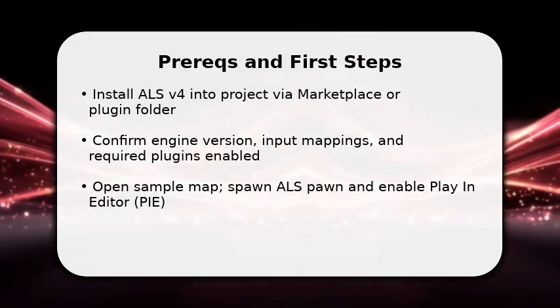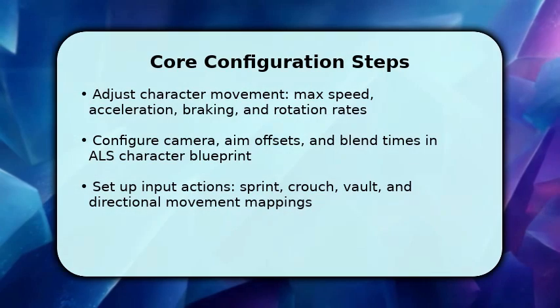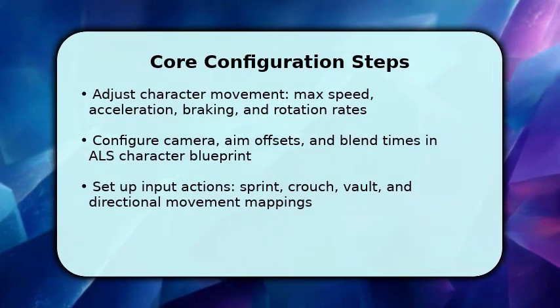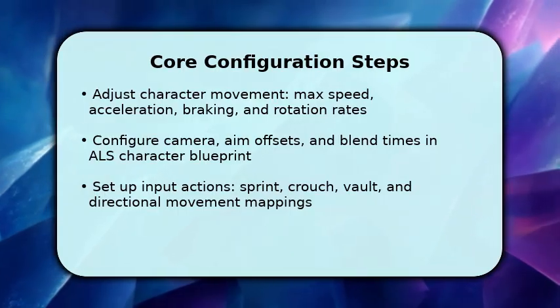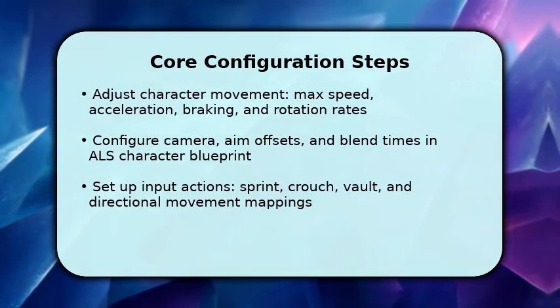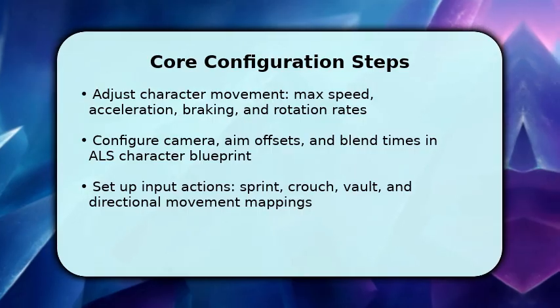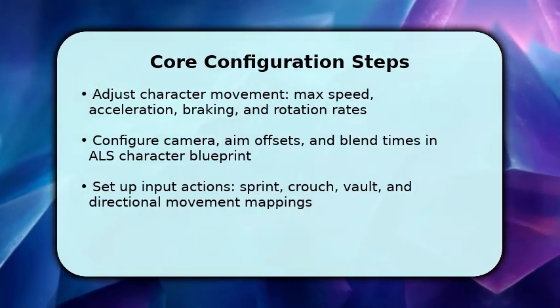Now configure core systems. Open the ALS character blueprint and tune movement parameters like max speed, acceleration, and braking to match your design goals. While there, adjust rotation rates and camera spring arm settings so movement feels responsive.